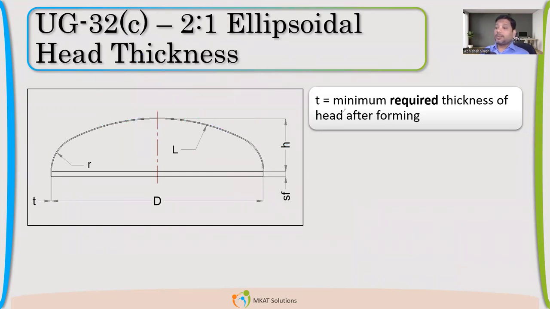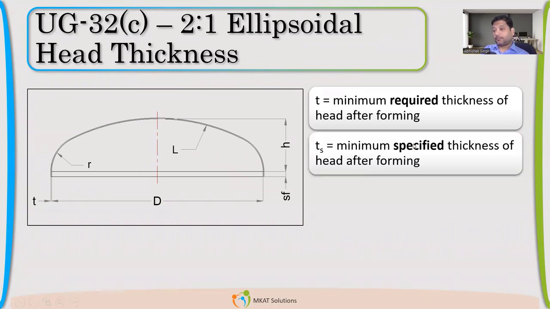Okay. So now there is a minimum required thickness, which is there for that decision. What is next? The minimum required thickness of the head after forming. Minimum required and minimum specified, which may be the nominal thickness. So whatever required thickness I get based on my calculation, let us say I got 28.9. I may have some margin. I may not give minimum thickness as 28.9. That is purely up to us as a designer. I can keep the minimum as 28.9 also.